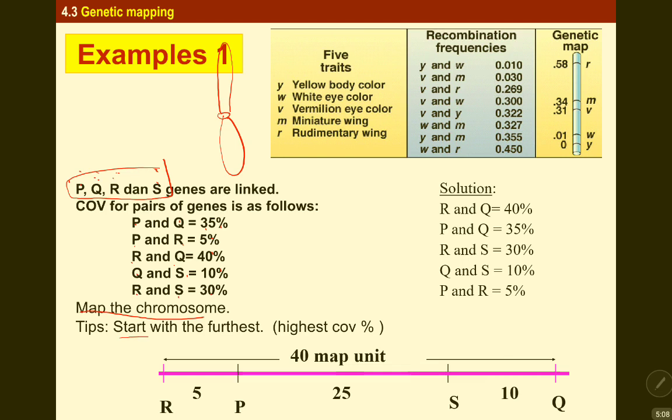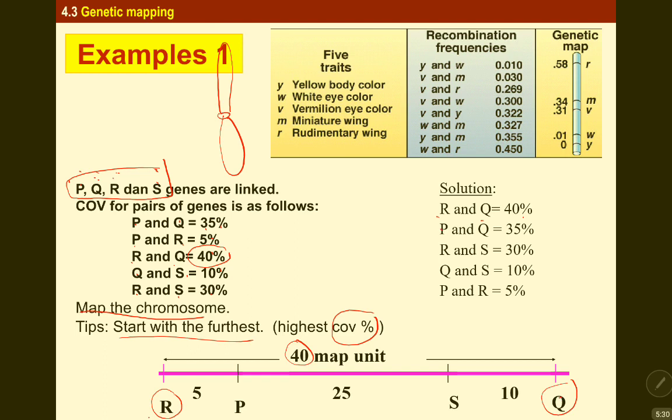So how to do it? First we start with the furthest. Furthest means they have the highest COV percentage. The highest is 40% here, so R and Q is 40%. First locate R and Q. They are 40 map units away, so they are very far apart.